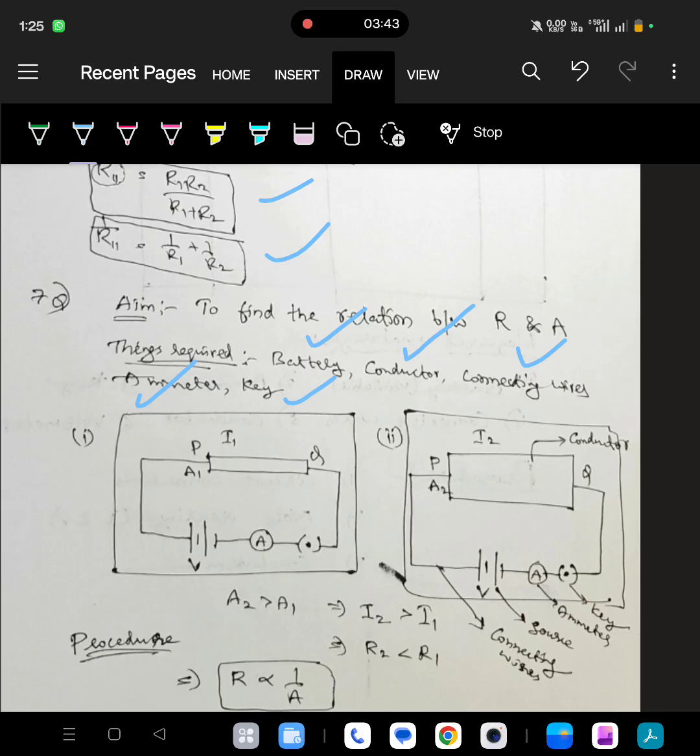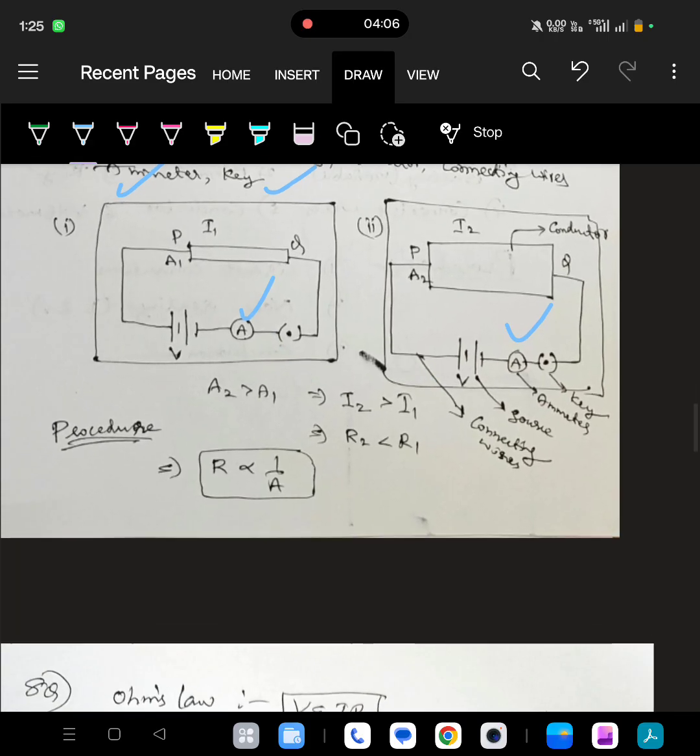Now I connected the circuit in two cases. First I have taken a small area of cross section, next I have taken a large area of cross section. For the small area of cross section I have noted the current strength using the ammeter, and for the large area of cross section also I noted the current strength. That I have to mention in the procedure.